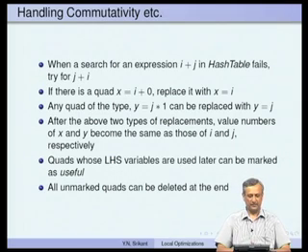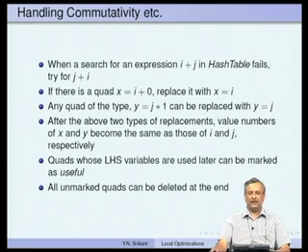Now, let us see how to handle commutativity. I already mentioned this commutativity in the directed acyclic graph representation. So, when we search for an expression I plus j in the hash table and this search let us say fails. If plus is commutative on integers, for example, commutativity holds, on floating point numbers it may not hold. So, let us assume that commutativity holds.